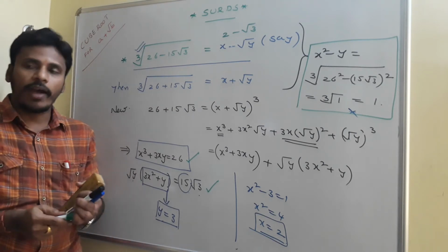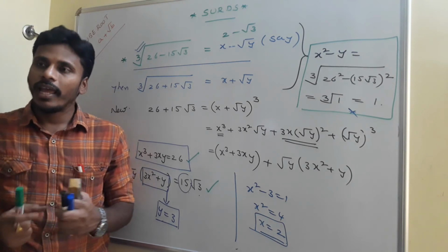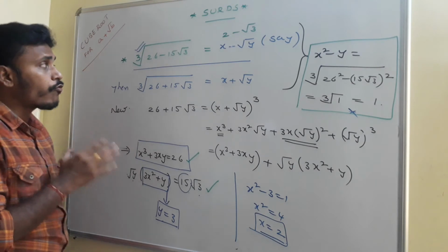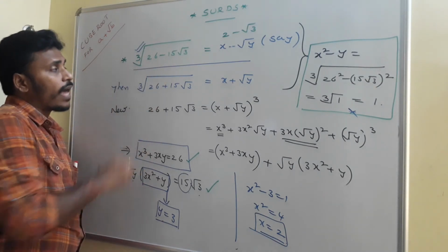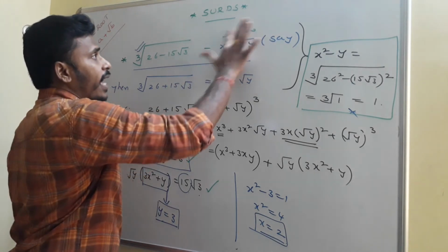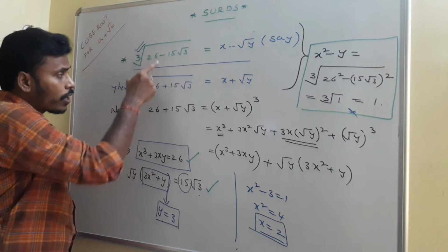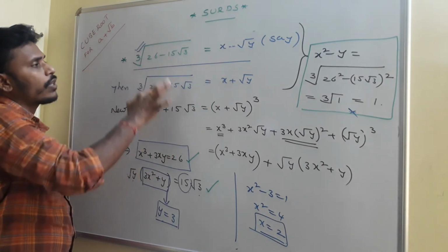And this is the way to find cube roots for surds of the format a minus root b or a plus root b. Once again I am repeating, have a look here. I need to find the cube root for 26 minus 15 root 3. To find this cube root, actually I don't know it, so let it be x minus root y. Since it is x minus root y, if you change the sign, your answer is x plus root y again. Now I have these two things in my hand.